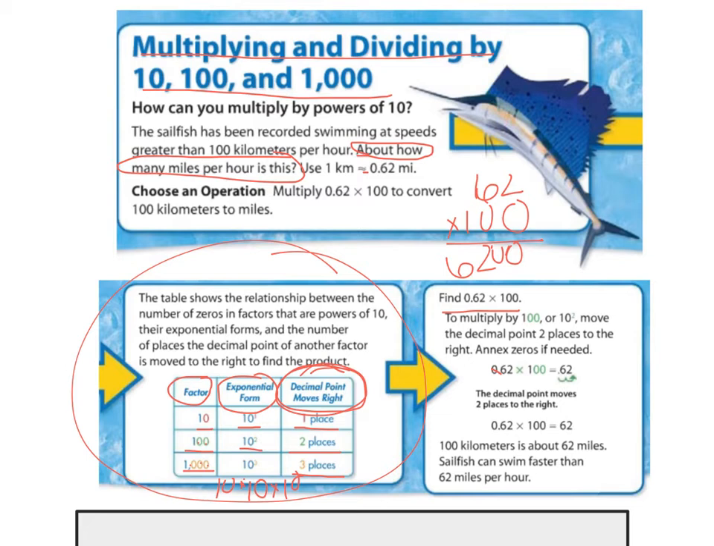The decimal point moves 2 places to the right. It goes 1, 2. And so 62 hundredths became 62. So 100 kilometers is about 62 miles. The sailfish can swim faster than 62 miles per hour. Well, that's multiply, and that's a good rule to know. I'm wondering what divide is.